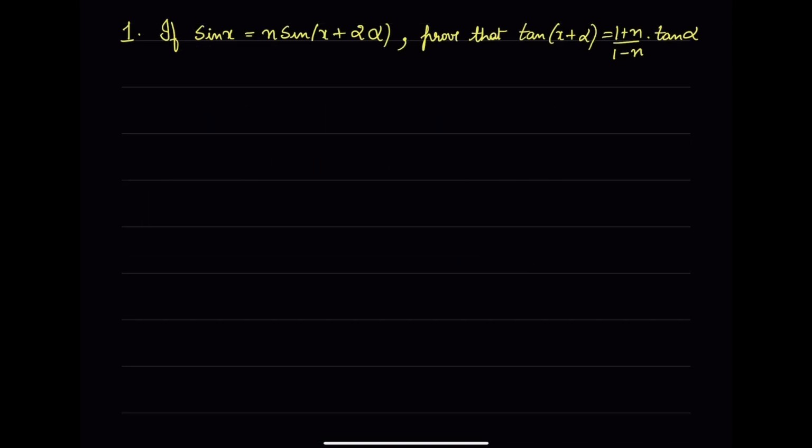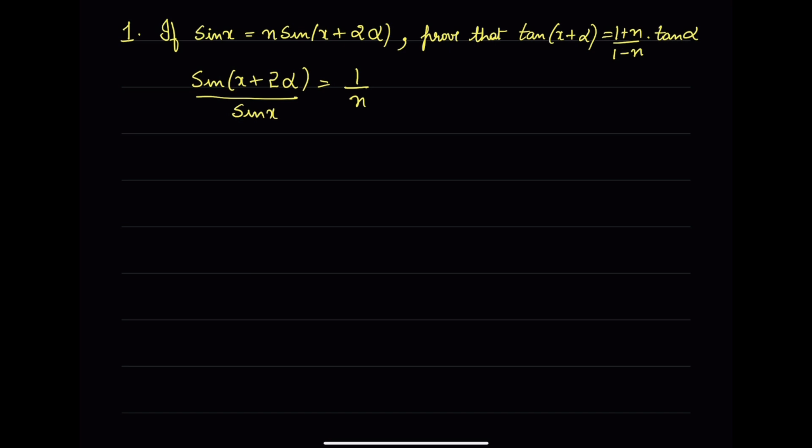So in the first one, the information that we have is sin x is equal to n times sin of x plus 2 alpha. Then using this, we have to prove tan of x plus alpha is equal to 1 plus n by 1 minus n times tan alpha. Now here, let's rearrange this question. So we can write this as sin of x plus 2 alpha, let me write alpha in a different way so that you can easily identify what is 2 and what is alpha, by sin x, this is equal to 1 by n.